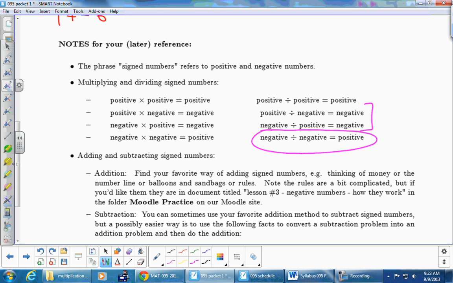So let me start by saying this. I'm going to present what I think is the easiest way to understand adding and subtracting with negatives. But if you've got a way that works for you, keep doing it. I don't want to say you have to do it my way. I want you to do it any way that works. I'm just going to show you one way.